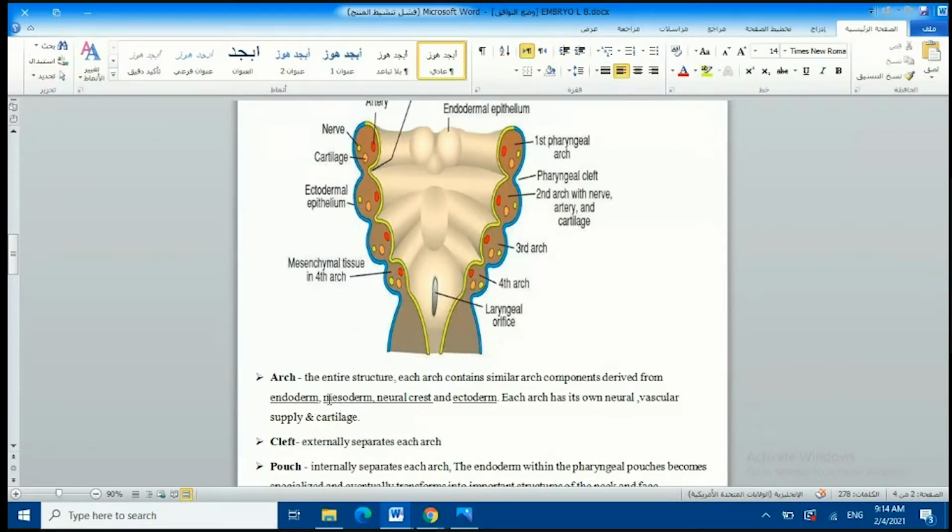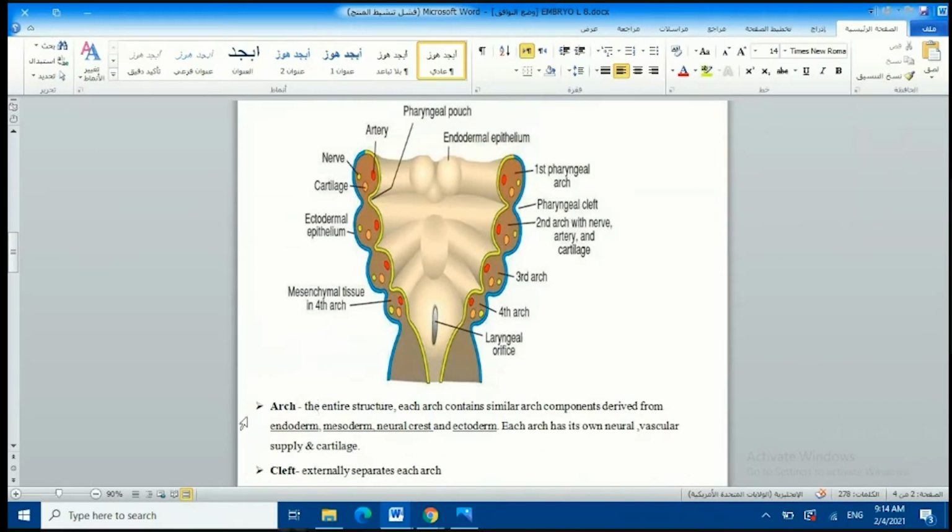So if I ask you the origin of the arch, or from what the arches are formed, you can answer endoderm, mesoderm, neural crest cells, and ectoderm. What about the other components found in each arch? You're going to answer nerve, vascular supply, meaning the artery, and also the cartilage.